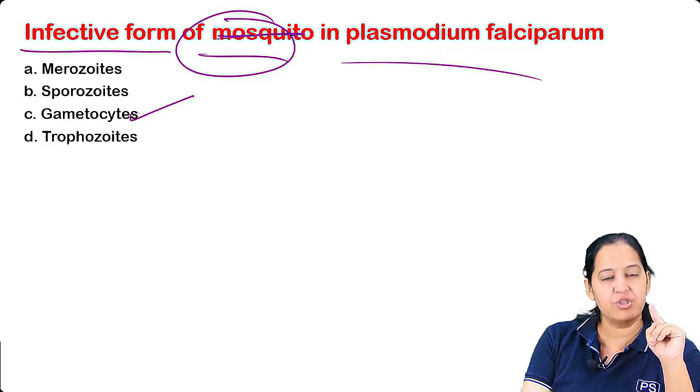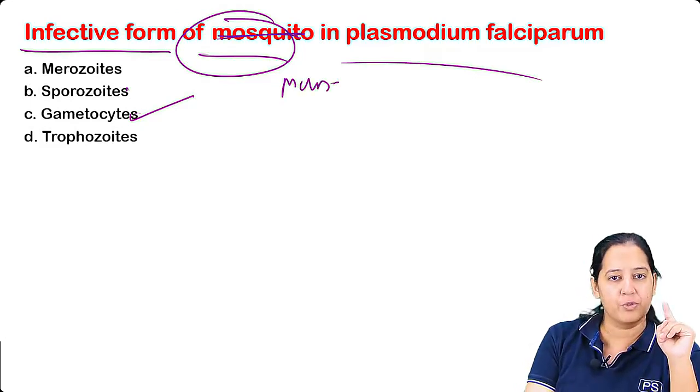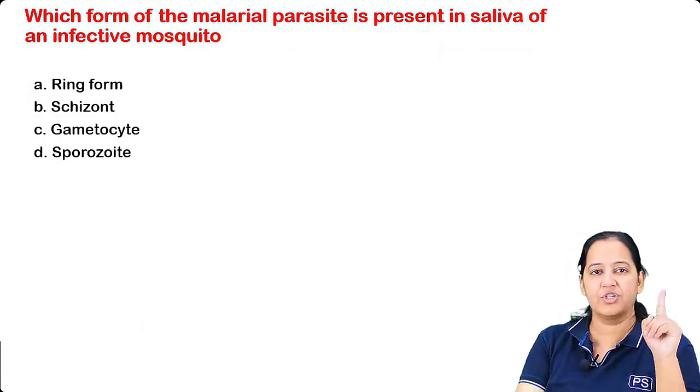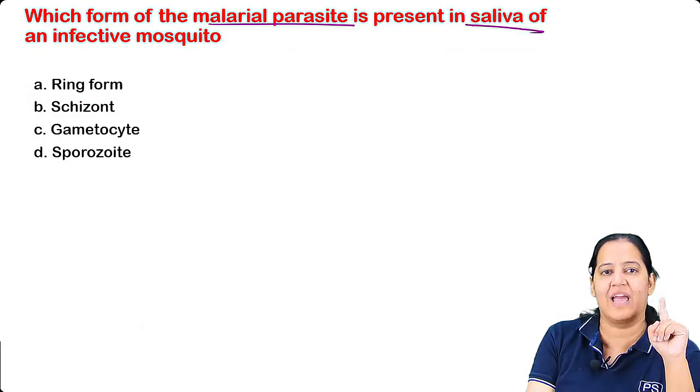And if I change the question to man, the answer will become sporozoite, present in the saliva of the mosquito. So mind your question very carefully. Okay. The next question: which form of the malarial parasite is present in the saliva of the mosquito?